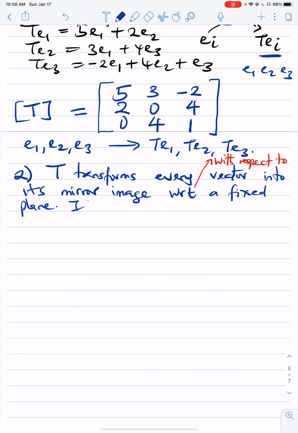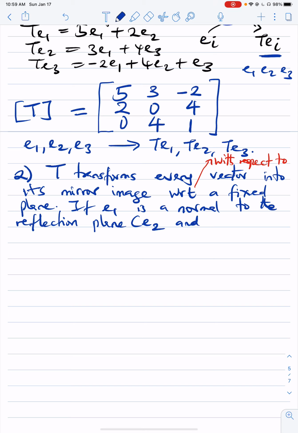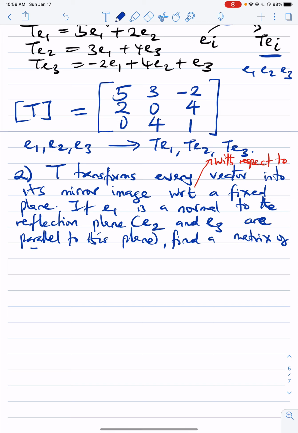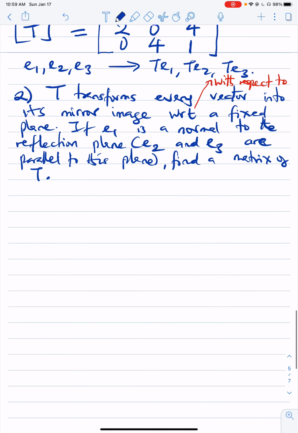So if E1 is normal, or a normal, to the reflection plane, what that means is that E2 and E3 are parallel to the plane itself. We need to find the matrix of T. So the same thing as before, we are looking for the transformation matrix T, right? So let me explain this graphically.